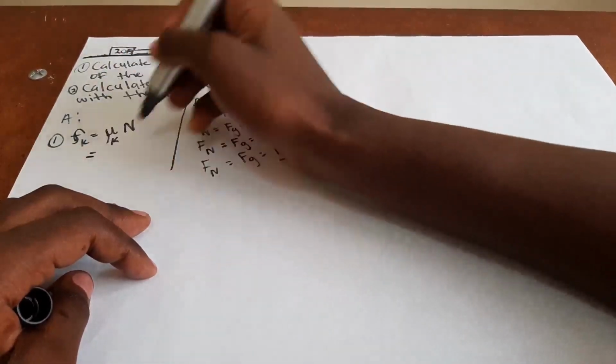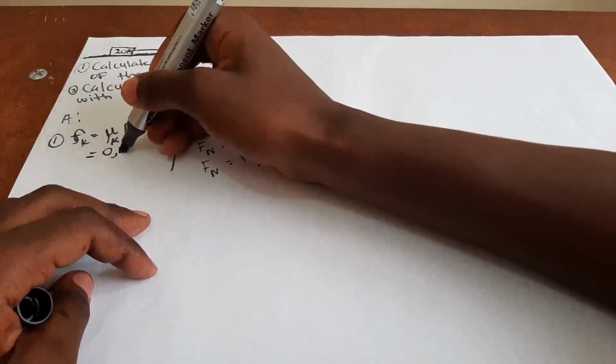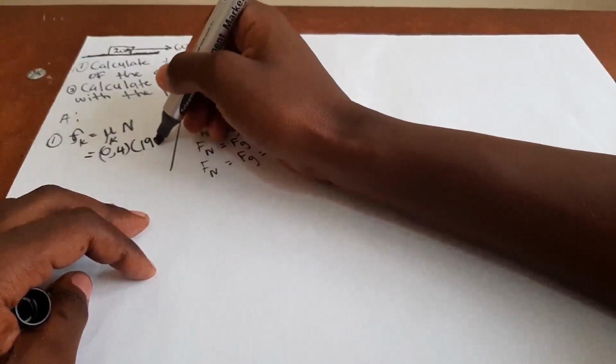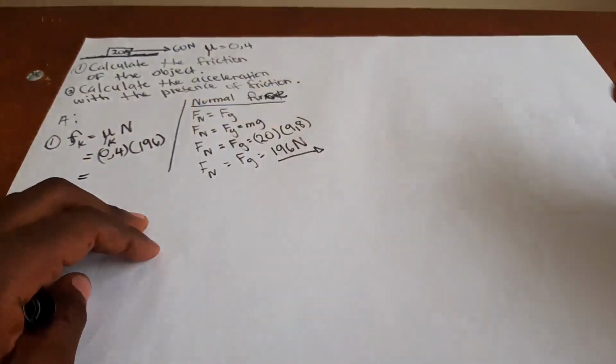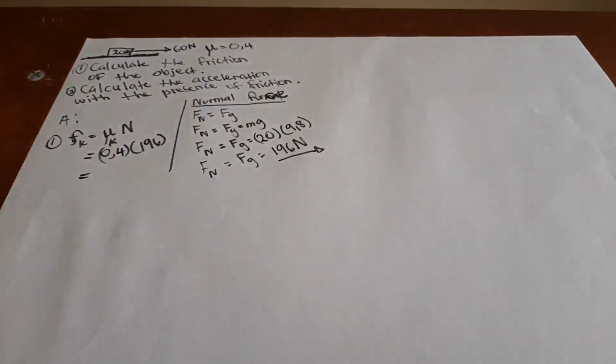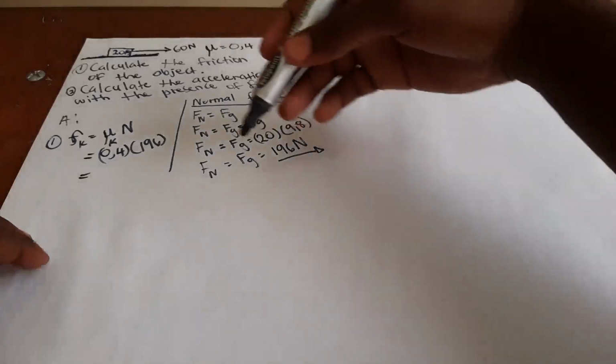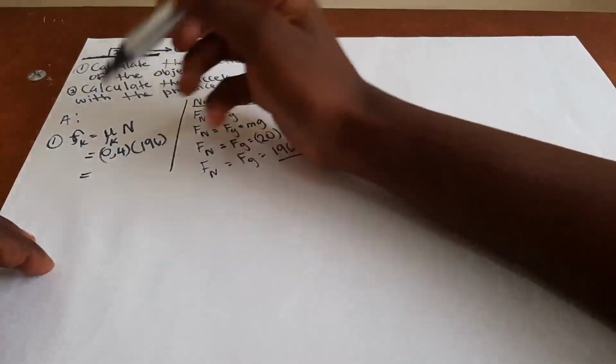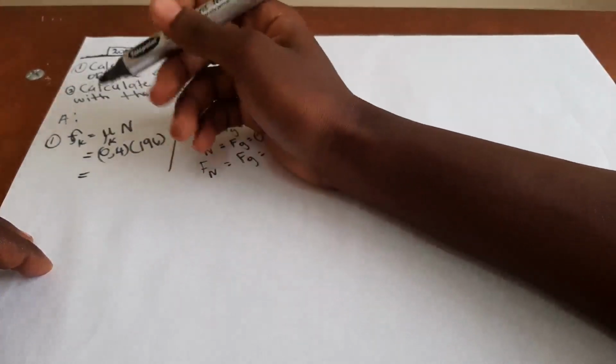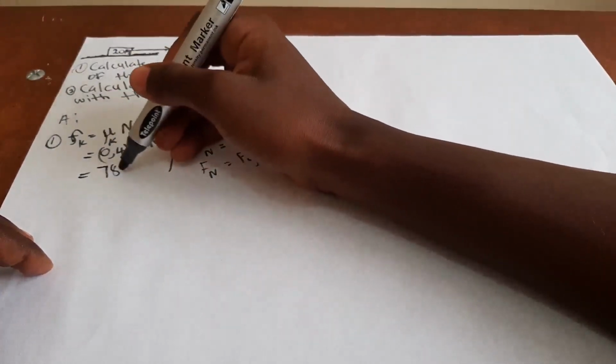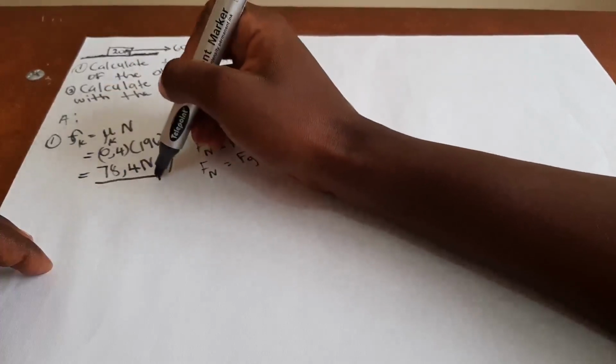So the kinetic frictional force is equal to 0.4 multiplied by 196. Press in your calculators, guys. 0.4 multiplied by 196 is 78.4, meaning that it's 78.4 newtons. That's how it goes.